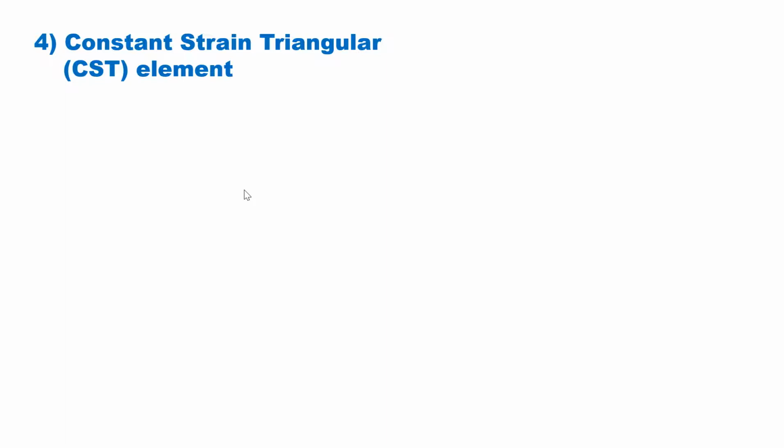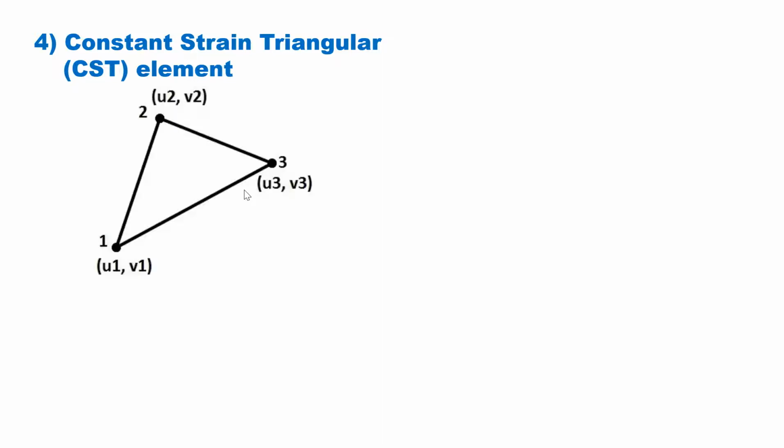So first 2D element is constant strain triangular element, which is also called as CST element. So in CST element, number of nodes are 3 at 3 corners, right? So at each node there are 2 displacements. Displacement in x direction, which is represented by u, and displacement in y direction is represented by v. So at each joint there are two displacements: u1, v1, u2, v2 and u3, v3.